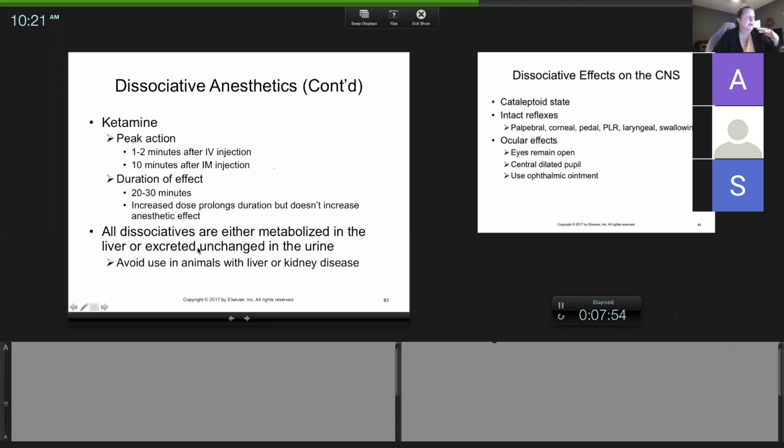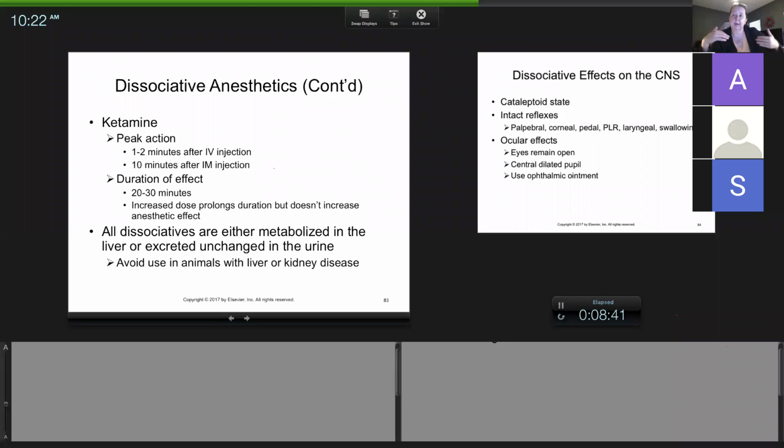Now, the other thing is they are either metabolized in the liver or excreted unchanged in the urine. So if you have an animal with liver or especially kidney disease, you have to use ketamine with caution. Think ketamine, kidney, KK. I want you to put a note here for slide 83. Ketamine is excreted unchanged, about 50% of it in the dog, but about 90% in cats. In cats, 90% of ketamine is urinated out, active. So that means that the active drug has to be urinated out for it to be cleared from the body.